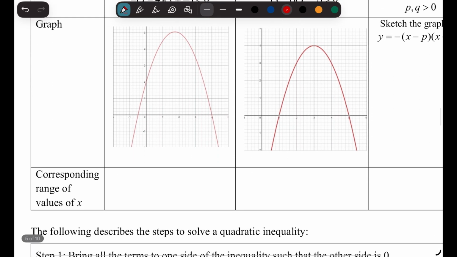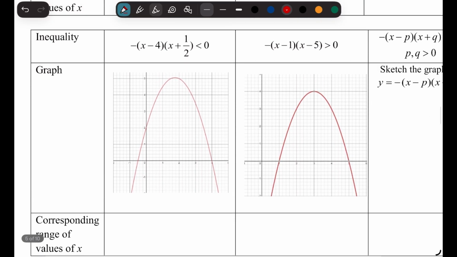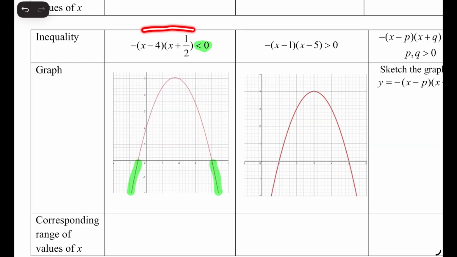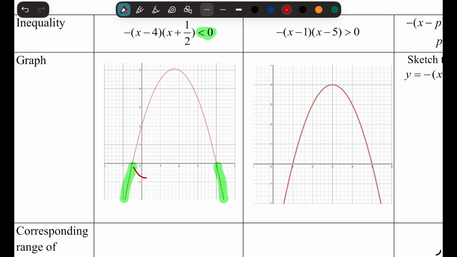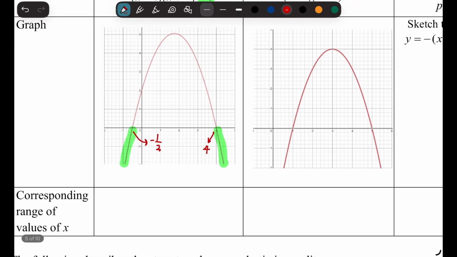Likewise, over here, this second portion over here, less than 0. Less than 0 means I want the part of the graph that is below the x-axis. Highlight will be this part and this part over here. By equating this to 0 to find your x-intercepts, you can see that my x-intercepts are, this part here is negative half, this part here is 4. So therefore, the corresponding range of values for x will be simply x is less than negative half or x is more than 4.